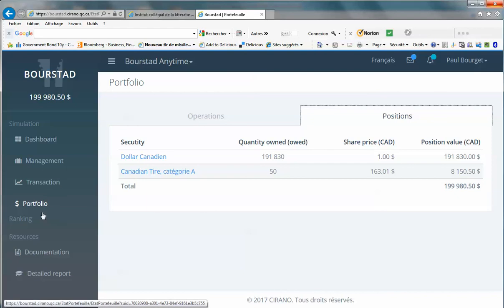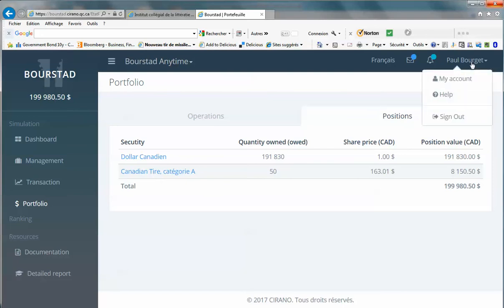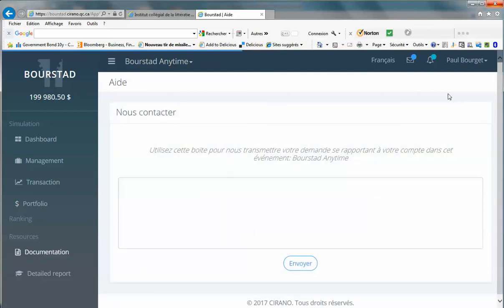So that more or less completes this animation. If you eventually need more information or more help, I can mention that on the upper right you'll find a menu with a help functionality. There you can explain exactly what you need as information or additional help, and when you click on the envoyer or send, we will receive at Bourstad your request and will promptly give you an answer.